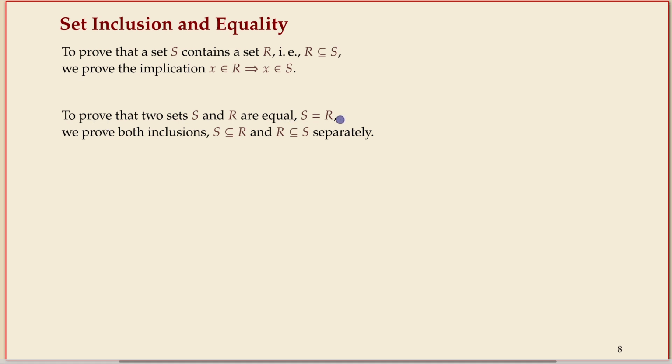If you want to prove that two sets are equal, that's an inclusion in both directions. Two sets are equal if S is a subset of R and R is a subset of S, then R and S are the same set. So again, everything kind of boils down to proving implications.